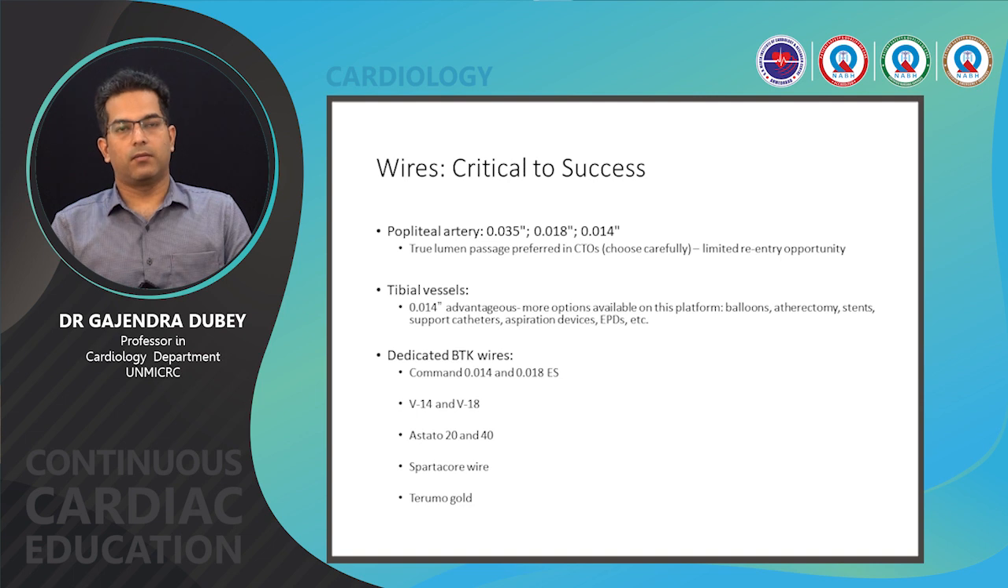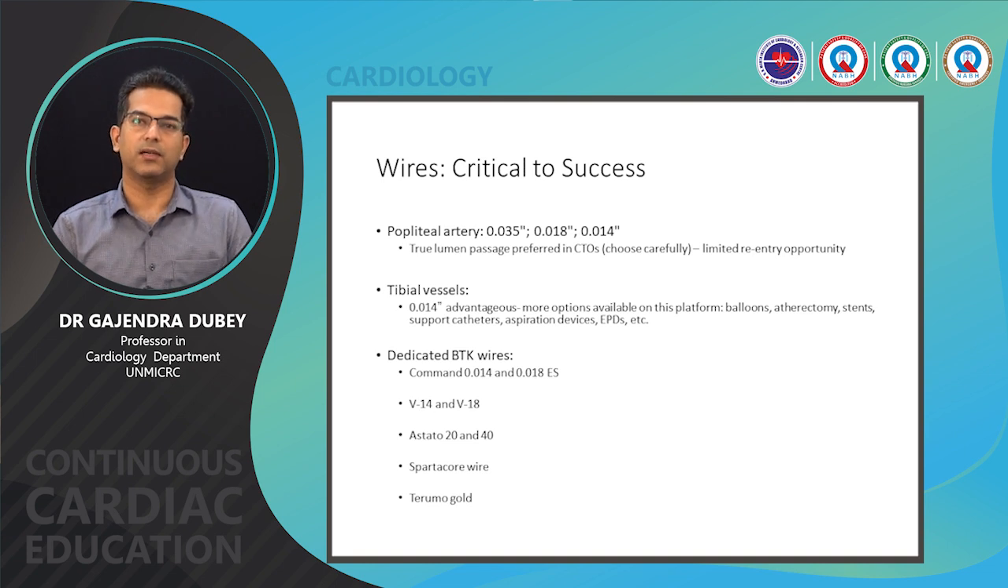And the third and most important component is the wires. They are critical to success. If we are treating the popliteal artery, one can go ahead with a 035, 018 or 014 wire, and one should try to obtain a true lumen passage instead of dissection re-entry, because re-entry opportunities are limited in the popliteal artery, plus stenting the popliteal artery, which runs across a joint, is not a great idea. So if possible, one should try to remain intraluminal, so that we can get a good result with a plain balloon followed by a drug-eluting balloon.